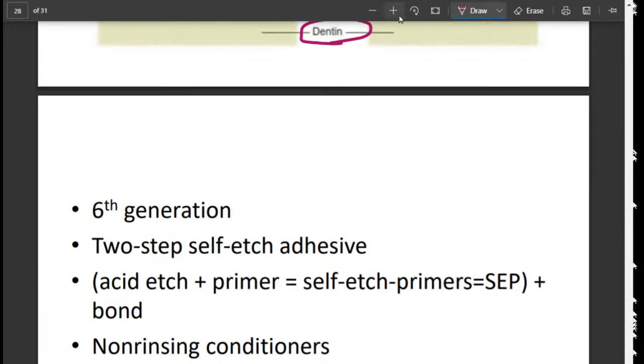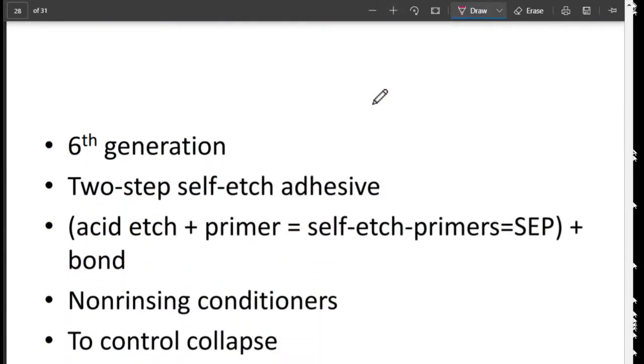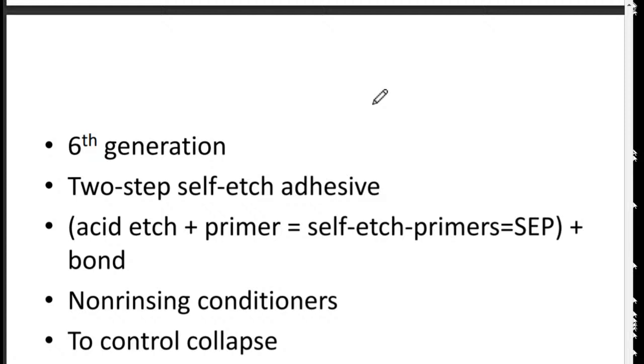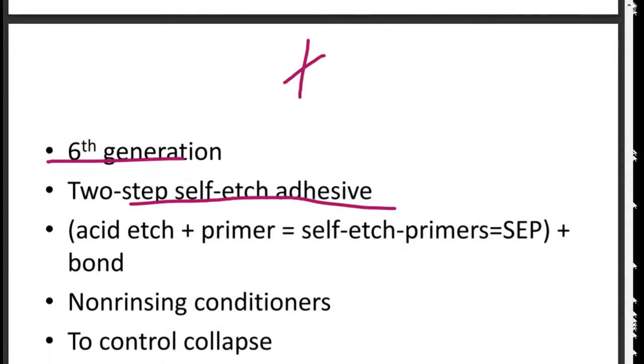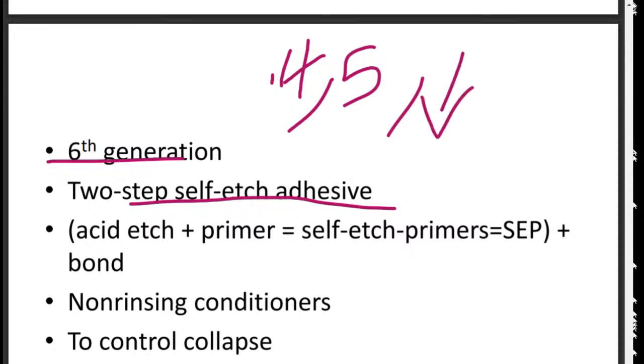Let's go to the sixth generation here. This one contains two steps of self-etch adhesive. This is the last generation that we will be using nowadays, the fourth being the first generation that is still being used. Then we have the fifth. Now we are studying the sixth. Two-step self-etch adhesive.